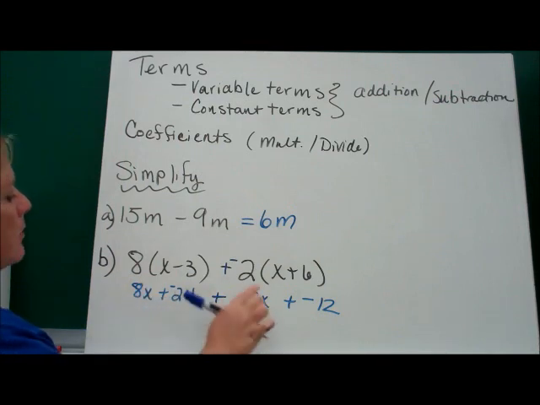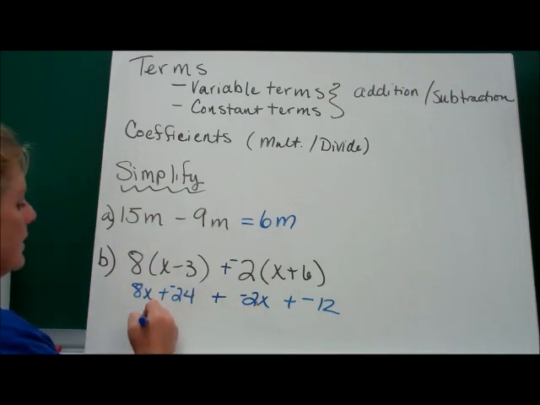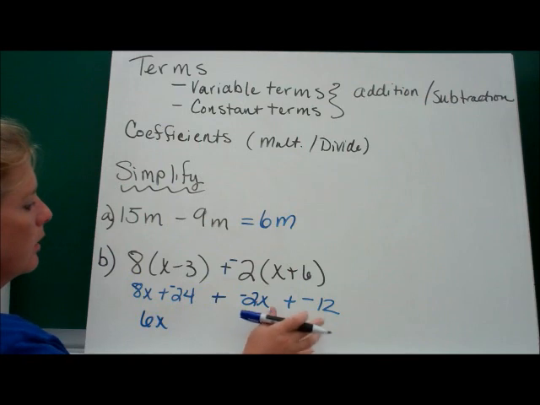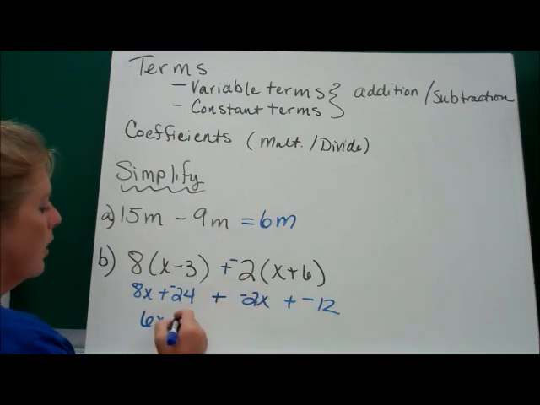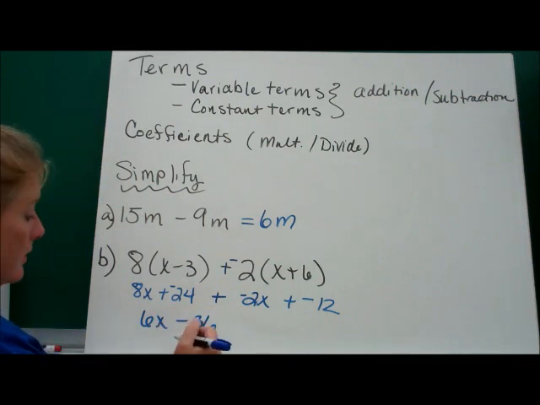Okay, so 8x minus 2x is 6x. Negative 24 plus negative 12 is negative 36 or minus 36. Okay.